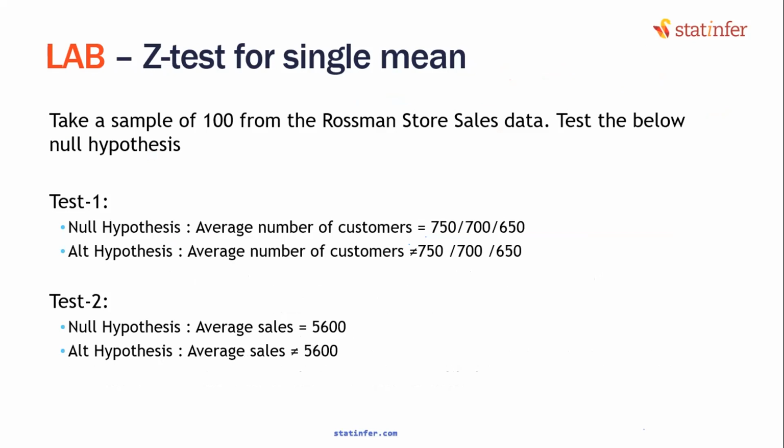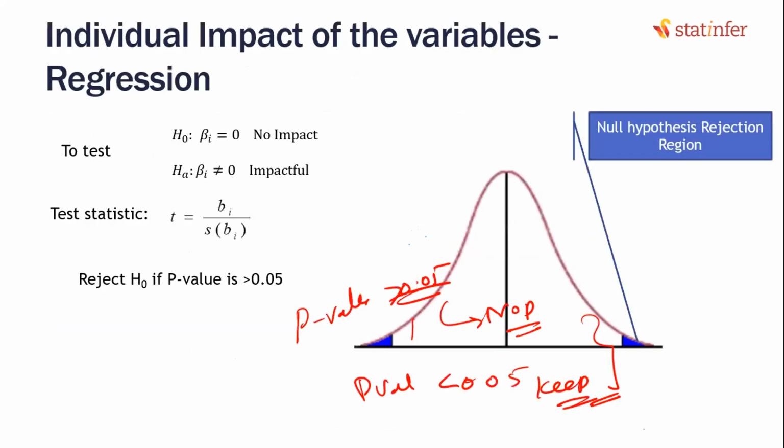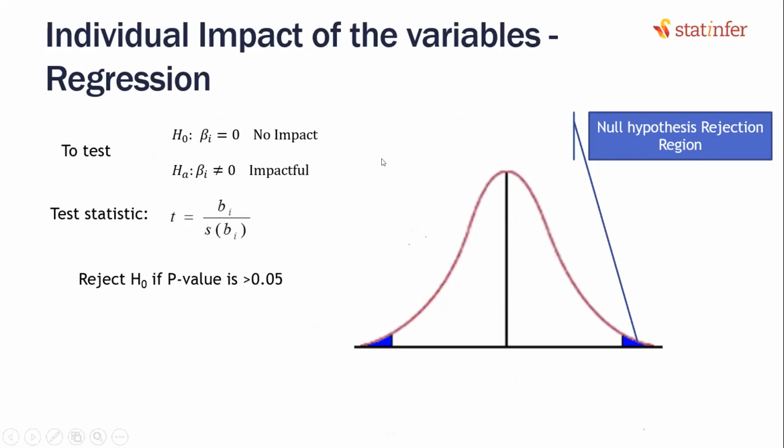In regression, behind the scenes, the null hypothesis is this one. What is the null hypothesis? The null hypothesis is no impact. Beta i is 0. That is the null hypothesis. Now the alternate hypothesis. So null and alternate hypothesis are clear here. What exactly has the test done?